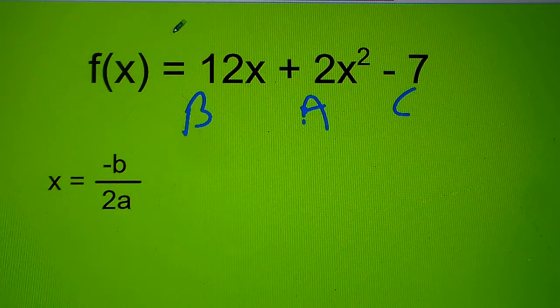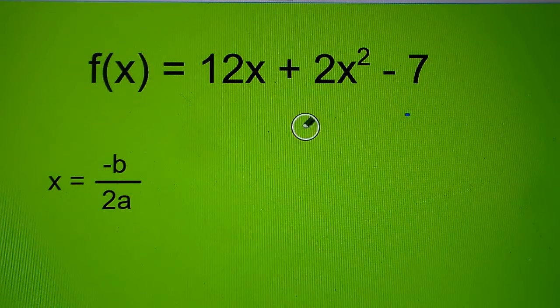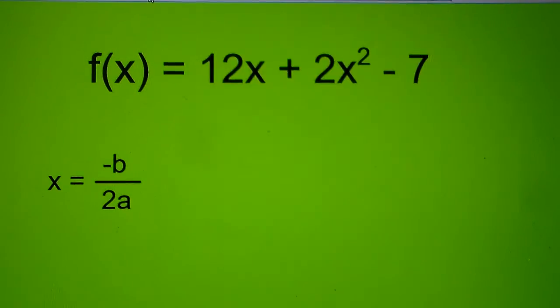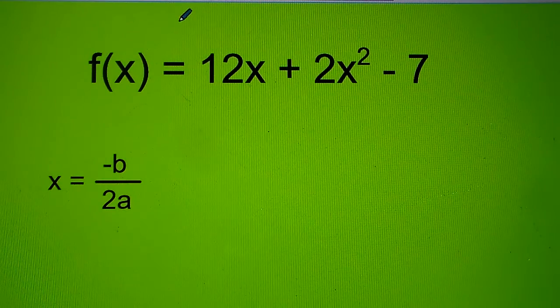Why don't you try this one on your own? See if you can identify A, B, and C. So I'm going to put it all together. And then find the vertex. So hit the pause button.